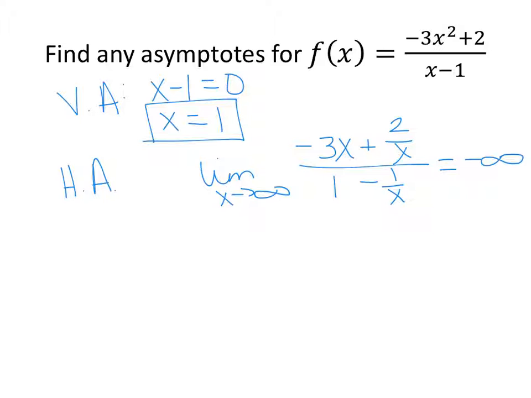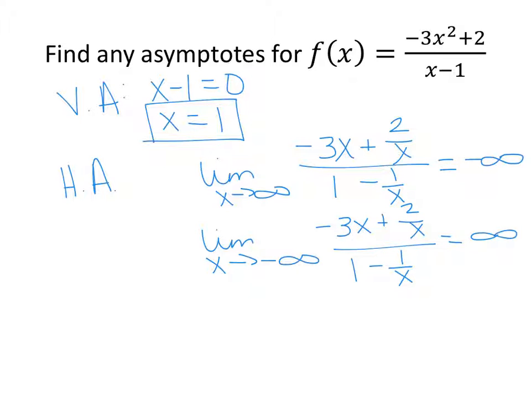And if I go in the opposite direction, I look at the limit as x approaches negative infinity, I'm still going to be doing 3x plus 2 over x over 1 minus 1 over x. This will equal positive infinity. So there's no horizontal asymptote.